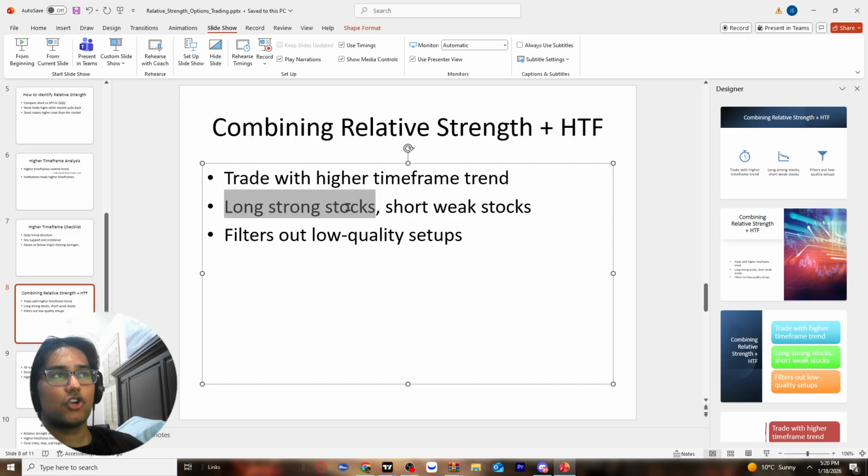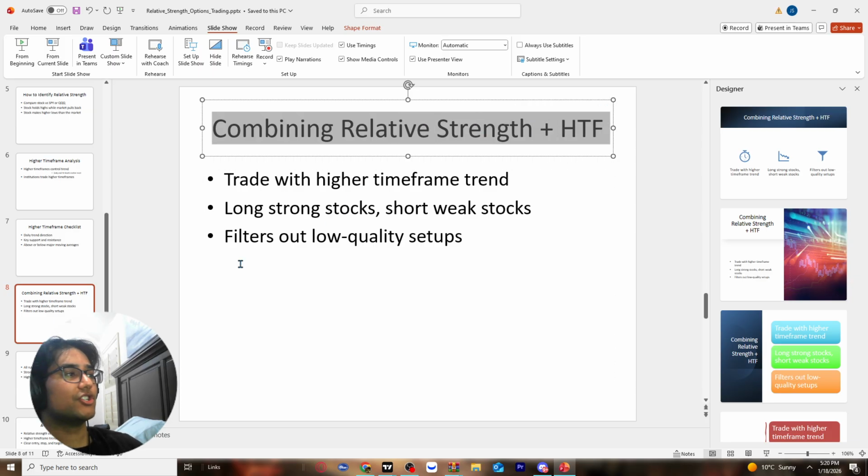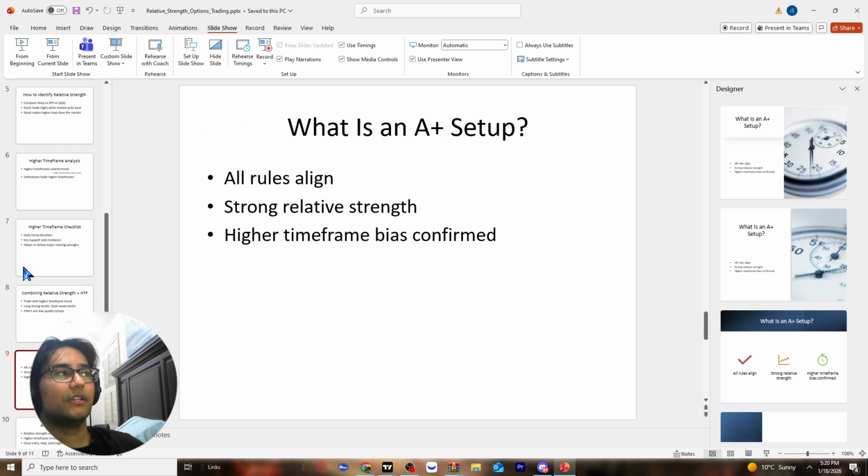You want to long strong stocks and short weak stocks, very simple, especially compared to QQQ and SPY. So you can combine them to get a high win rate, and that's literally what I do and what I always preach. And so what is an A plus setup? Literally what I said previously, all those align together: strong relative strength and higher time frame bias also aligning with the relative strength.